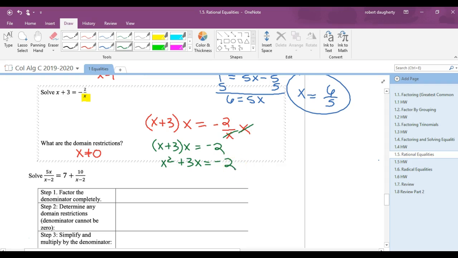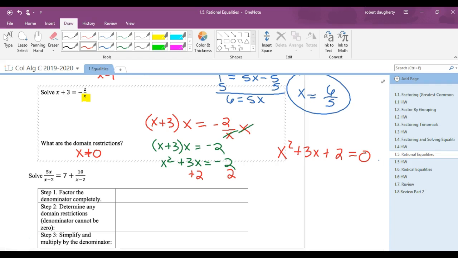And then what will I do to solve that guy? I prefer it to be equal to what? 0. How do I make that happen? Just add 2 to both sides, okay? So you get x squared plus 3x plus 2 equals 0. That's a quadratic.